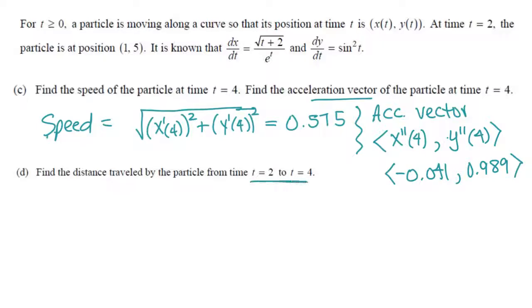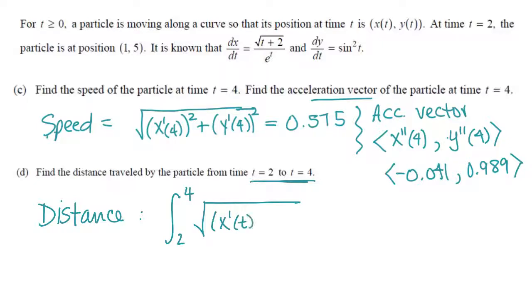Okay, and then lastly, we need to find the distance traveled from 2 to 4. If you want to find that distance traveled, you are going to integrate from 2 to 4 the absolute value of your velocity, or you can integrate your speed. Sorry, I was thinking we didn't have parametrics. So you would integrate that speed from 2 to 4. So that's going to be the square root of x prime at t squared plus y prime at t all squared.